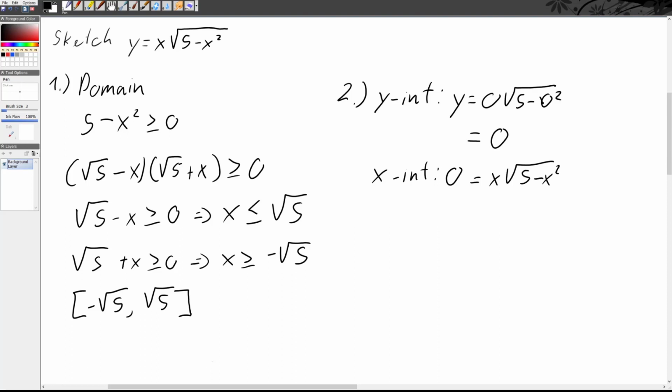So either x is equal to 0, or the square root of 5 minus x squared is equal to 0, which we already solved in the prior problem, meaning this is when x is equal to plus or minus the square root of 5.